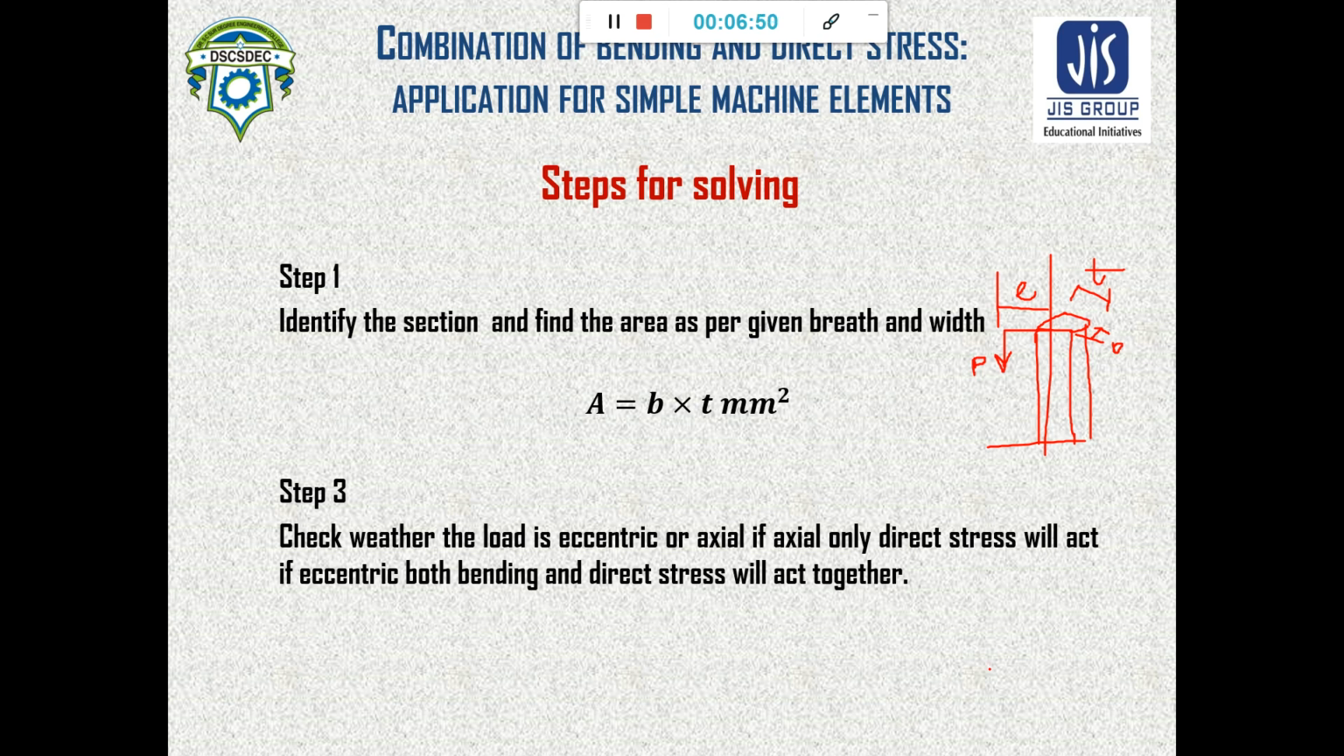But in general, if the load is acting in this frame at the axis, then the loading will be axial loading. So whenever there is axial loading, we directly state that there is only direct stress present, and the value of the direct stress will be nothing but simply P by A, that is load per unit area.